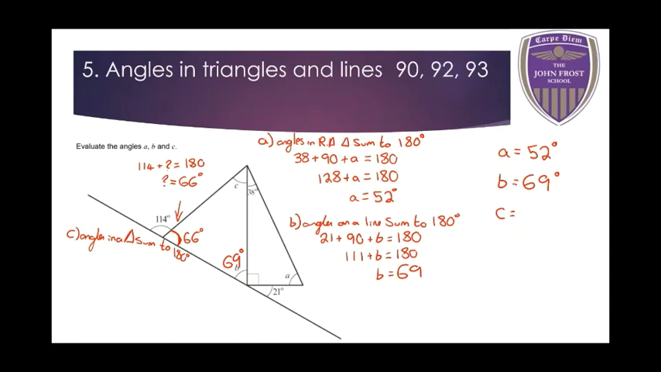We've got 66, 69, and C. So let's do those. So 66 plus 69 plus C equals 180. 66 plus 69 is 135, plus C is 180. Therefore, C is equal to 45 degrees. Ta-da, and there we go.